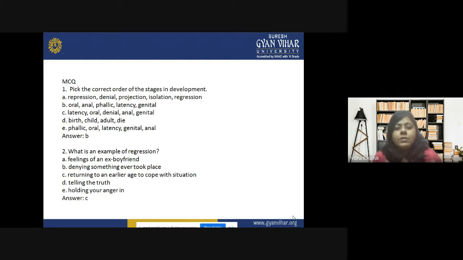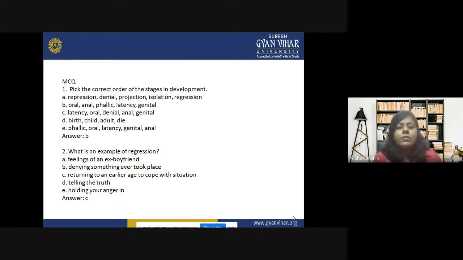Now let us discuss some MCQs, as MCQs are the best way to know the learning outcomes of the learner, how much they have learned a particular concept or topic. The first one is: pick the correct order of stages in development. Means you have to pick the correct order of the stages in development.